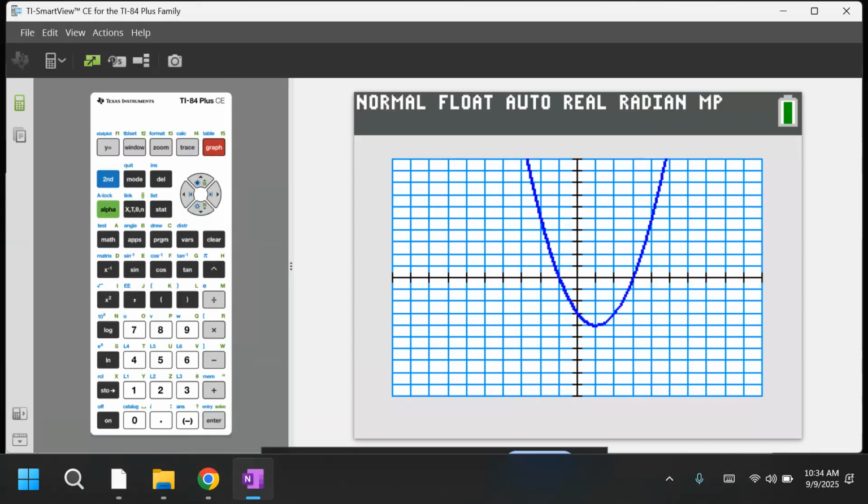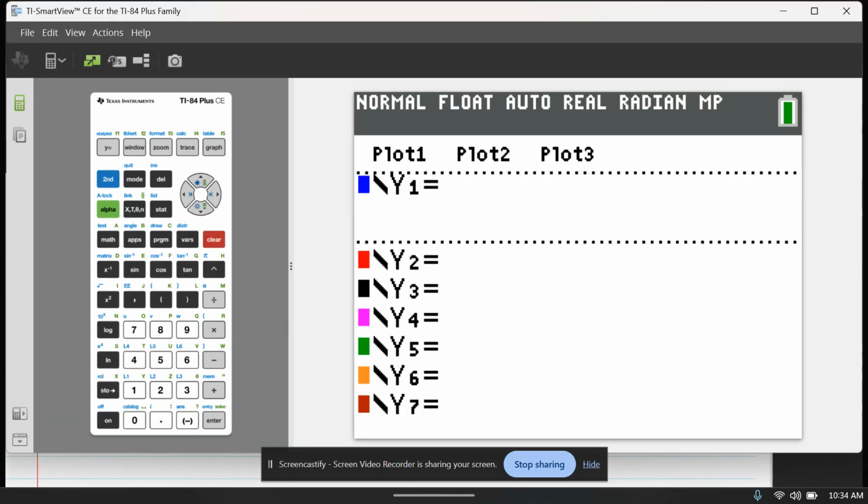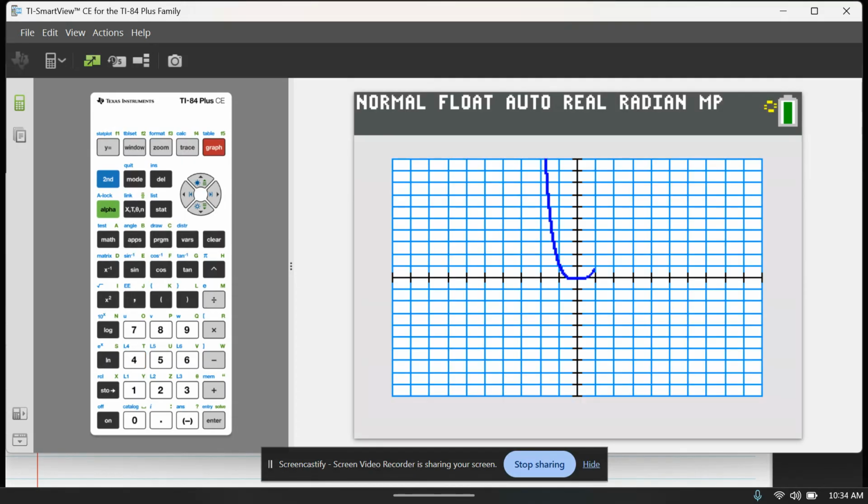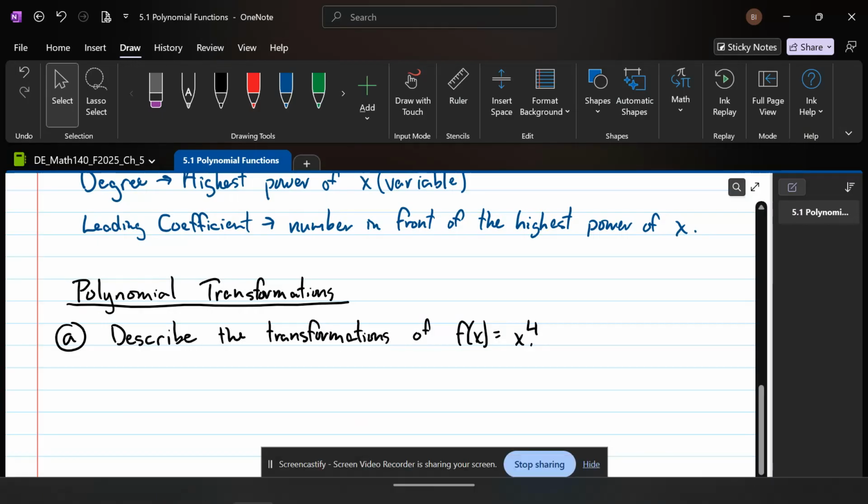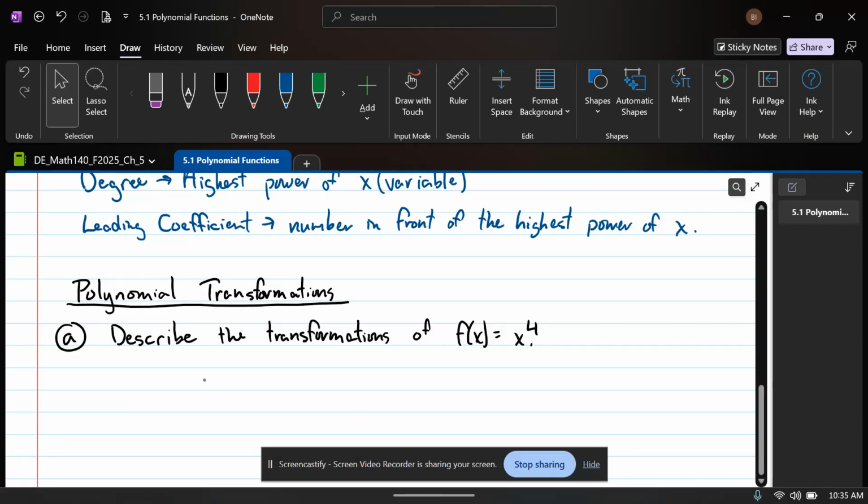If I look at the graph of the parent graph here, x raised to the fourth, it looks a lot like a parabola. It's just a little flatter on the bottom. It's not completely flat, just wider at the bottom. A parabola is a little bit more pointy there, still round but pointed, kind of more of a shovel shape. That's what the x to the fourth graph looks like. Here's the equation.